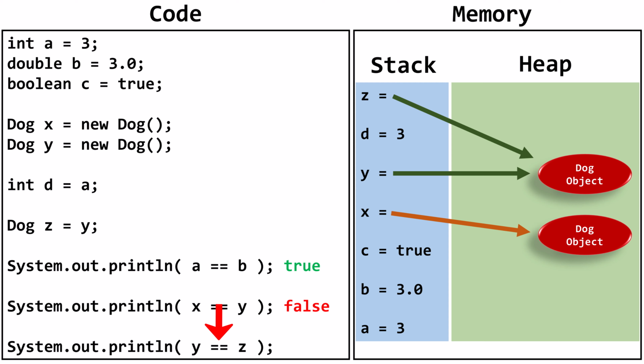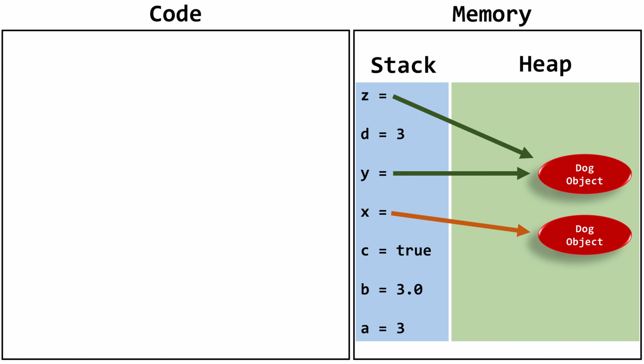Finally, we compare Y and Z. Y and Z's pointers have the same value because they are pointing at the same location on the heap. This expression evaluates to true. Let's look at some other situations. Suppose we change the value of the primitive d to 6. It's fairly straightforward to see what happened. And now, if we use the equality operator to compare a and d, it would evaluate to false.